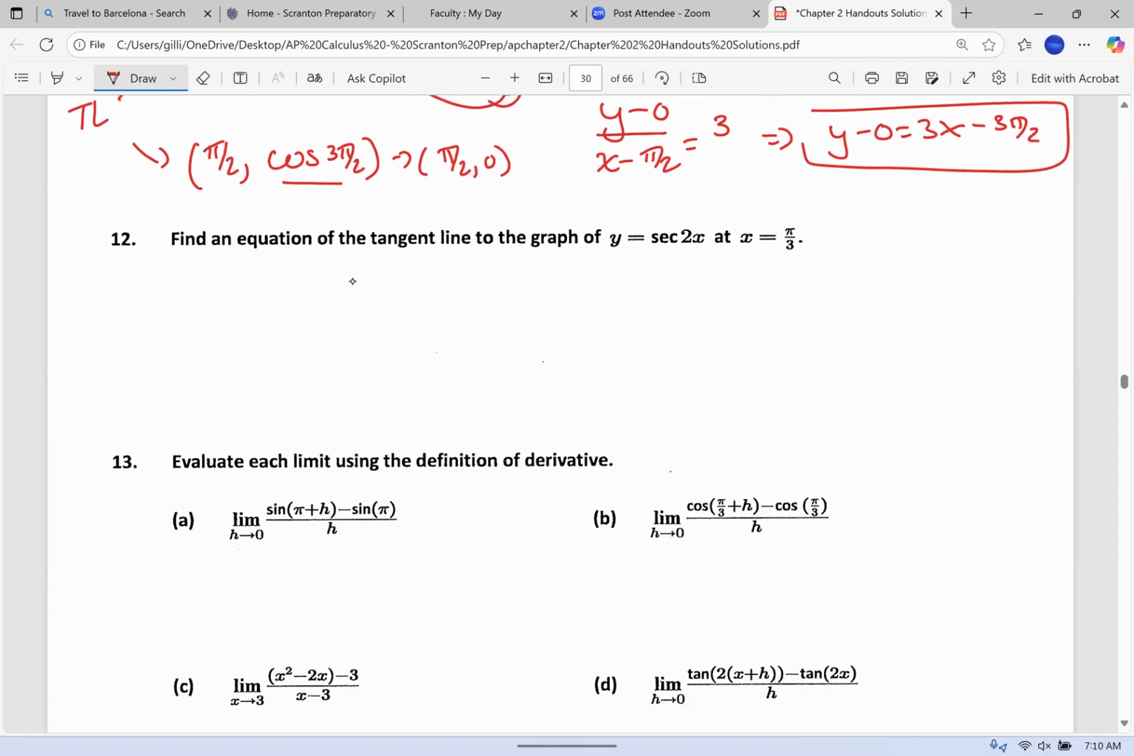And number 12, again, a tangent line triggers a slope and a point. The derivative of secant is just secant tangent.